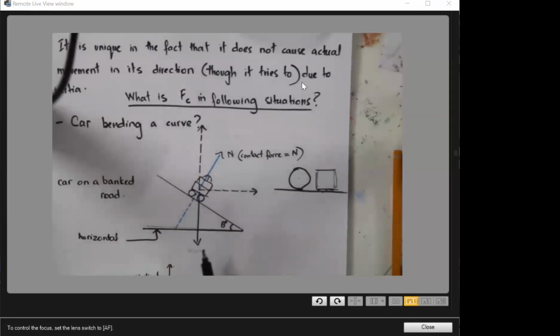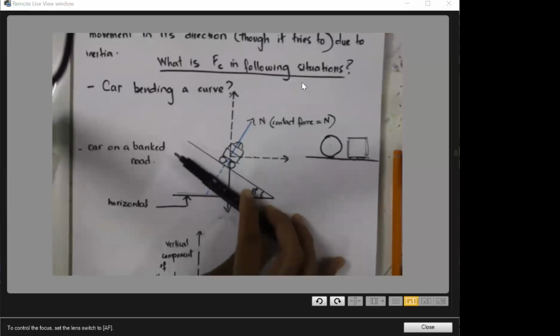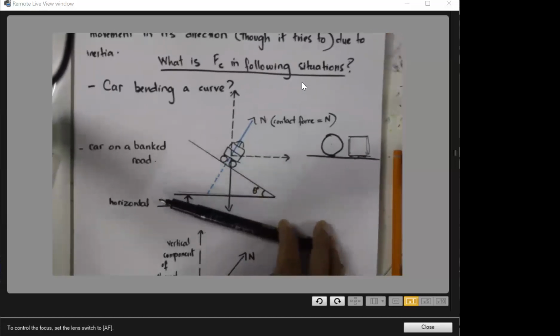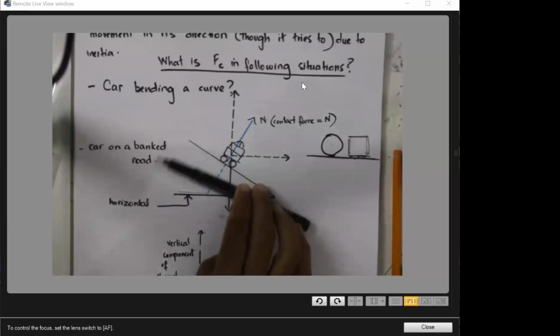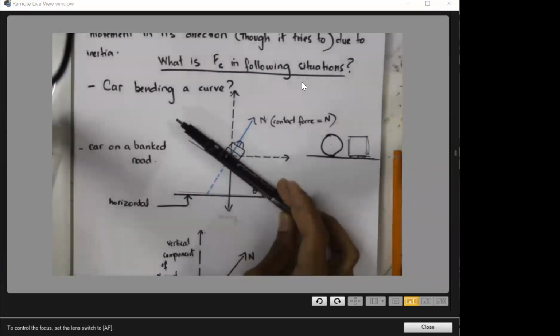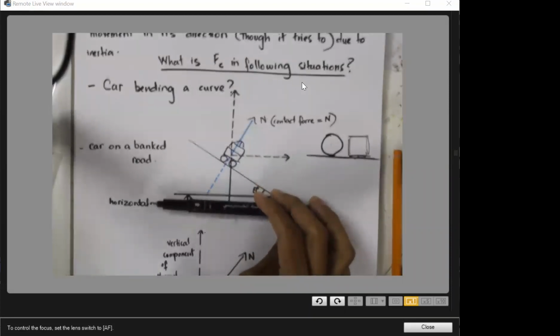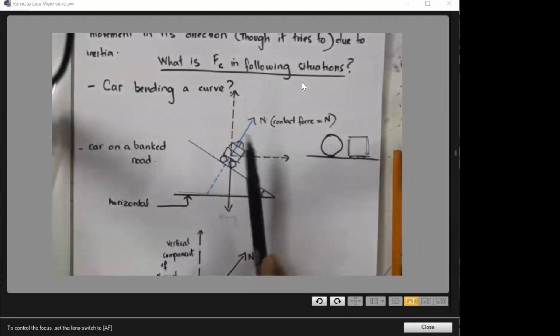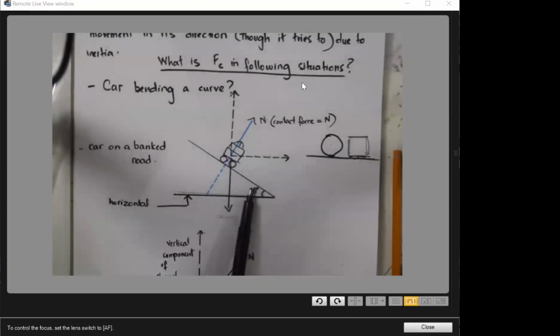Okay, now what about a car on a banked road? Banked road meaning that the road is not flat on the surface, but it is at an angle to the horizontal, horizontal being the ground, okay? Now, this helps in providing the centripetal force. How?